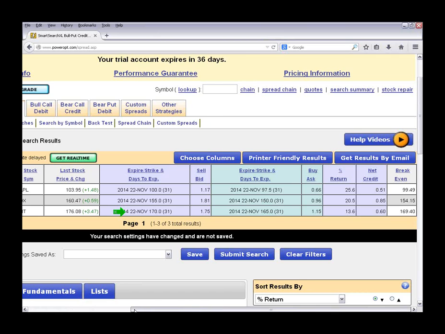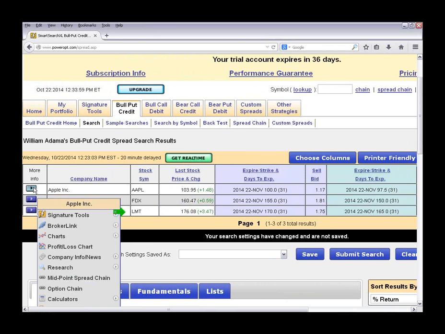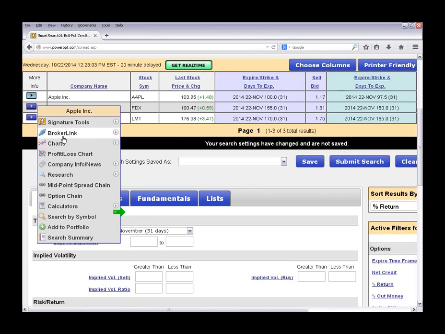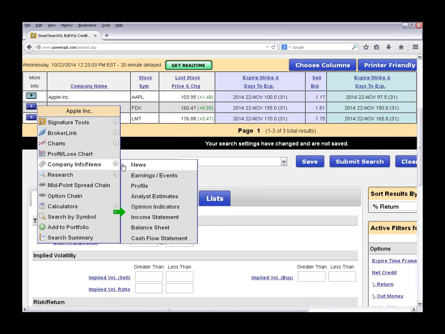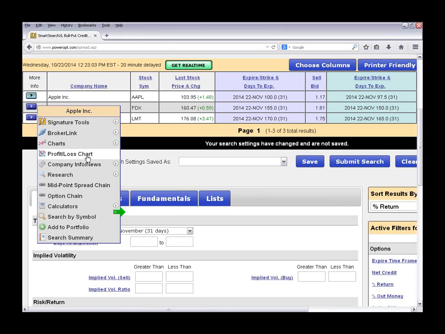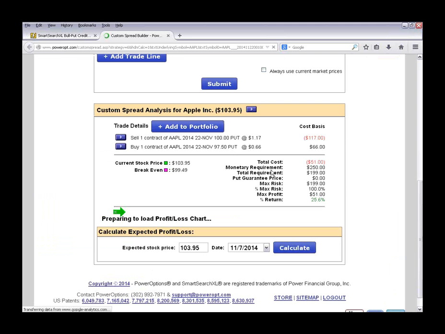Now, of course, what I'd have to do now, using that more information button, is further research the stock, make sure that we're comfortable with the chart, that it's going in our desired direction. We'd want to take a look at the recent news, earnings events, and profile, make sure there's nothing out there in the news that would cause us hesitation to enter the position. And again, of course, we'd always want to evaluate the profit and loss chart for our position.